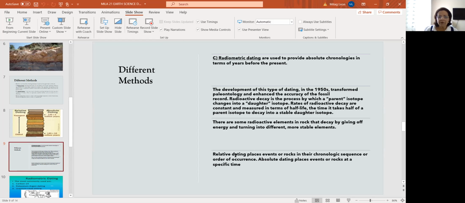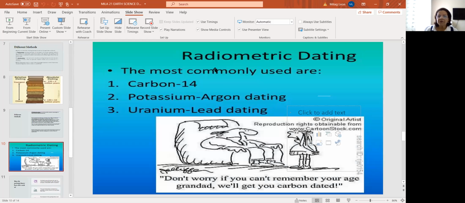We also will say that relative dating places events on rock in their chronological sequence or order of occurrence, and absolute dating places events or rocks at a specific time. Then we mentioned the different types of radiometric dating, which are carbon 14, potassium-argon dating, and uranium-lead dating.